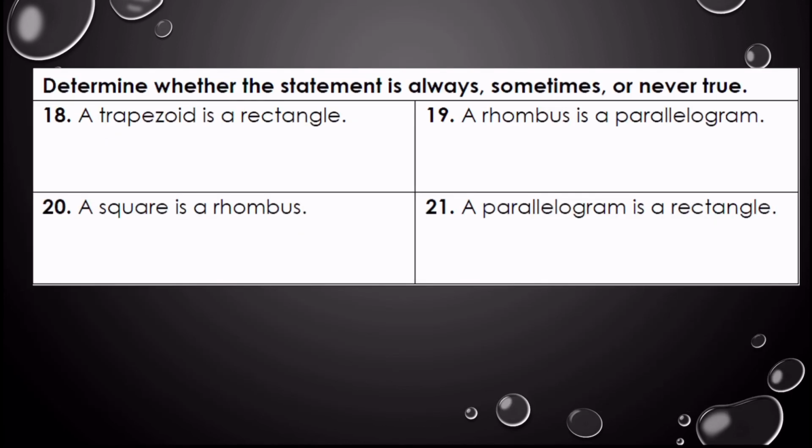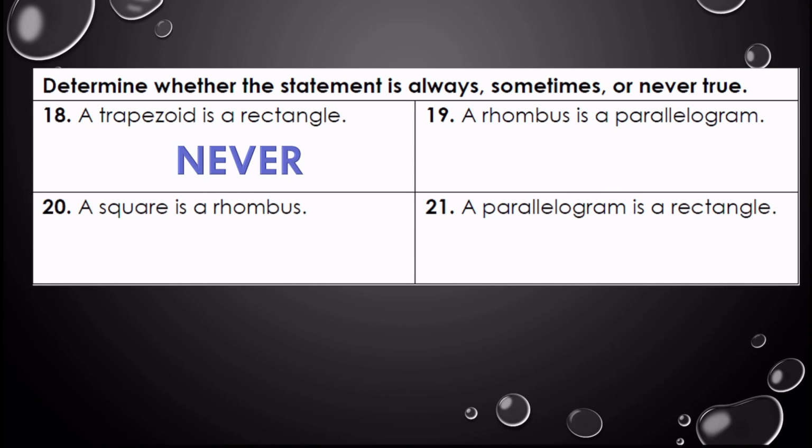So this is where we really have to stop and think. We have to decide if it's sometimes, always, or never true. Meaning, could a trapezoid ever be a rectangle? No, because a trapezoid does not always have four right angles. The only characteristic of a trapezoid is one pair of parallel sides, not both pairs of opposite sides, just one.